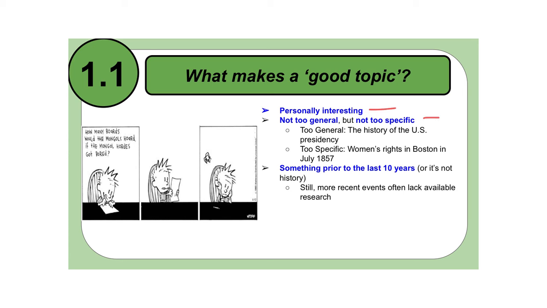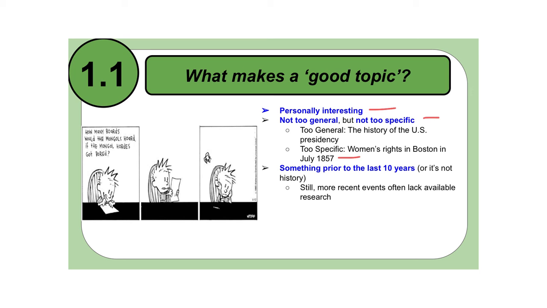You need to make sure that it is not too general, but it is not too specific. So, for example, here are 2 examples. Too general would be the history of the United States presidency. That is just way too broad of a topic. You could not do that in a 5-paragraph essay of any capacity. And being too specific, on the other side of that same coin, women's rights in Boston in July of 1857. Well, at this point, you can't mention anything that did not happen within the 31 days of July in 1857. So if something happened on August 1st, it was very monumental, and women's rights in Boston, you have now taken the ability to mention that topic out because you have made your topic so specific.